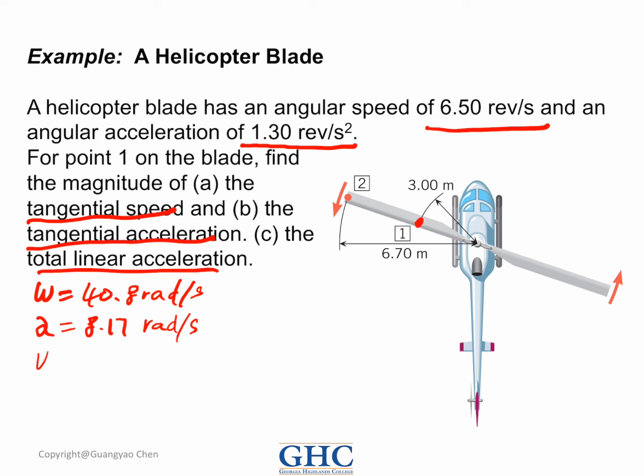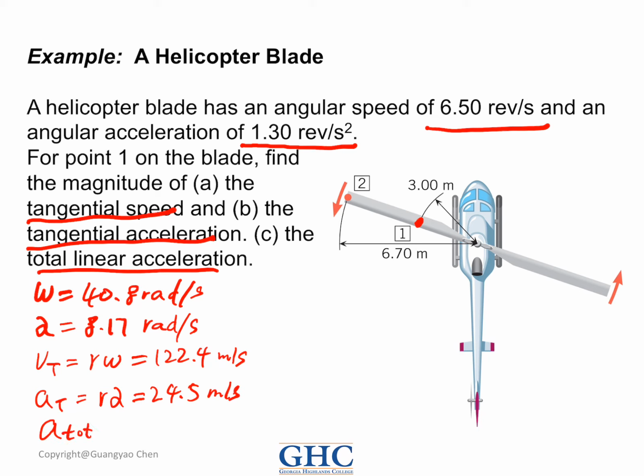So I should have tangential velocity equal to 0.1 meters times the angular speed, which is 122.4 meters per second. The tangential acceleration is r times alpha, 24.5 meters per second squared. So it also asks me for the total linear acceleration.